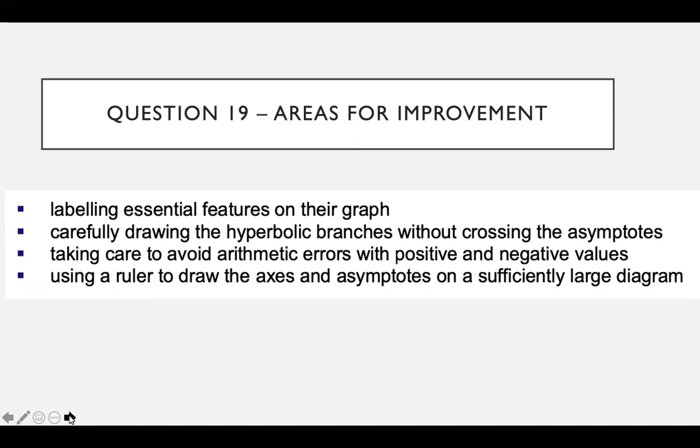Students would sometimes not carefully enough draw those hyperbolic branches, and they would cross the asymptotes, which is something you don't want to see on a question like this. Areas for improvement also included taking care to avoid arithmetic errors with positive and negative values. And other areas of improvement included using a ruler to draw the axes and asymptotes on a sufficiently large diagram. When students wouldn't draw a large enough diagram, we found that became problematic, especially for hyperbolas drawn freehand.